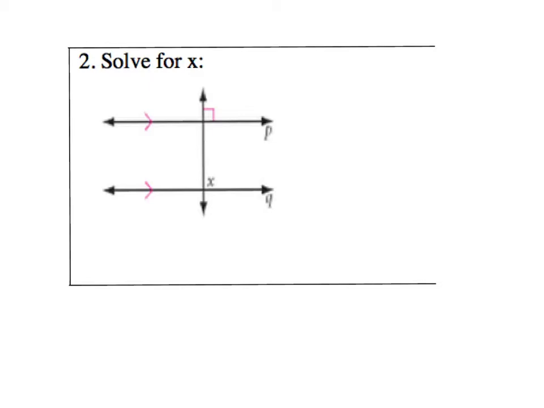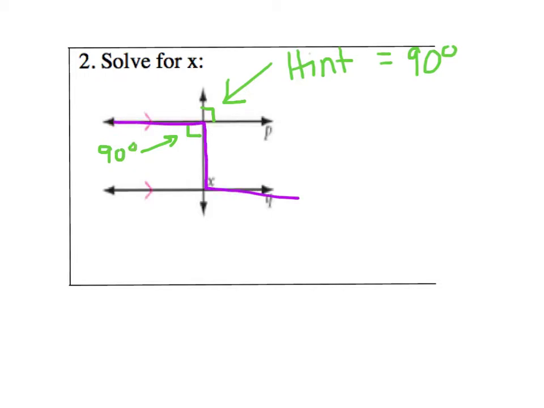Ready, pause. All right, here's a hint. This little box is 90 degrees. And we know that using vertical angles, this angle right here is also going to be 90 degrees. Now use the Z to figure out angle X. Pause the video, finish this problem, hit play when you're done.